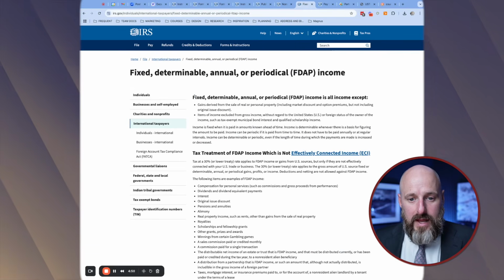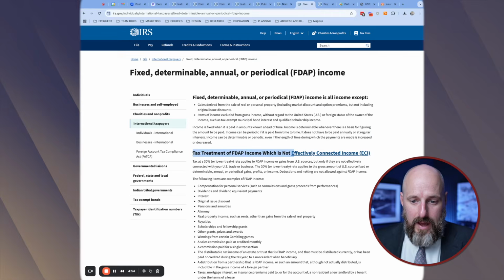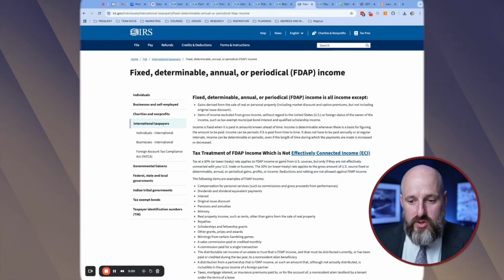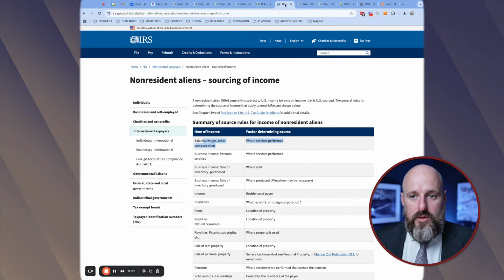Now, when we're talking about FDAP income, this is where there can be some confusion. When something's FDAP income, tax at a 30% or lower rate applies on gains from U.S. sources, but only if they're not effectively connected. So it's not effectively connected, but from U.S. sources. So we can see on here, sourcing is based on where it's performed.